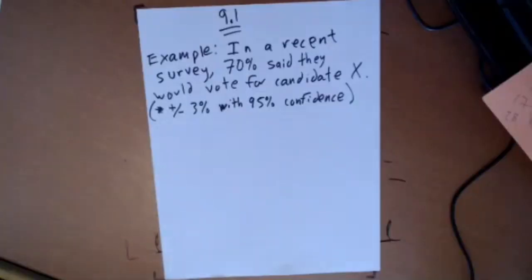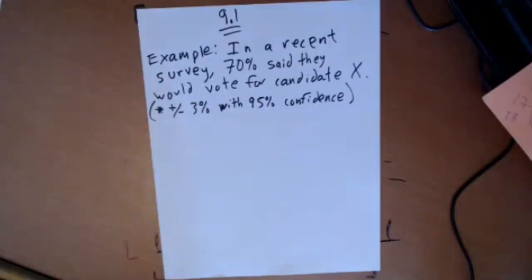Hey folks, chapter 9.1, estimating a population proportion. Okay, so you probably see things like this in the newspaper or online when you're reading the news. Here's my example. In a recent survey, 70% said they would vote for candidate X. Okay, so you get the percentage of people that are apparently going to vote for your candidate.